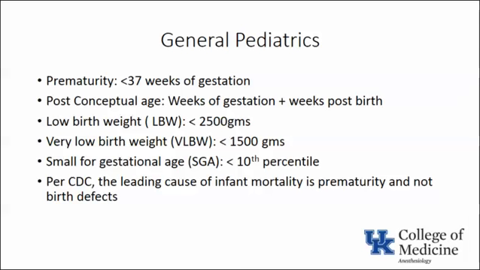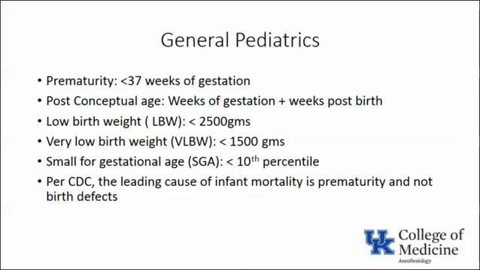Prematurity is an infant that's born less than 37 weeks of gestation. Postconceptual age is weeks of gestation plus weeks post-birth. So if a child is born at 40 weeks of gestation and is 4 weeks old today, the postconceptual age is around 44 weeks postconceptual age.